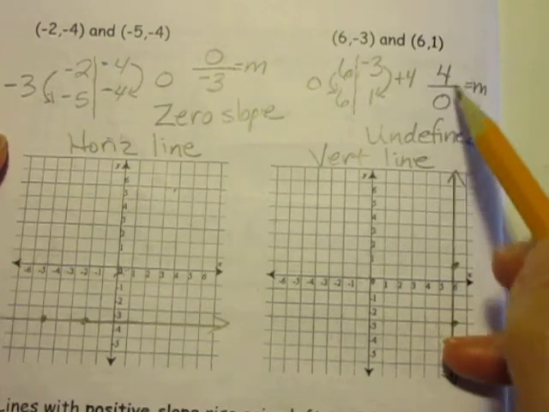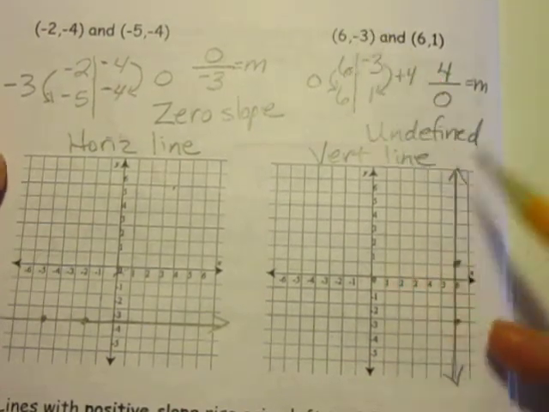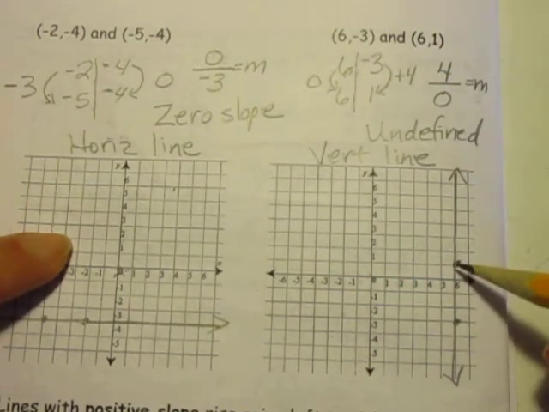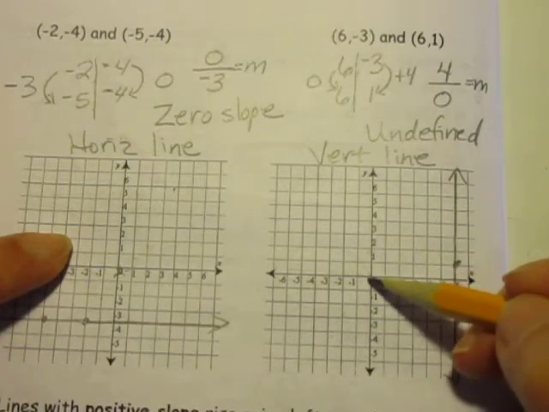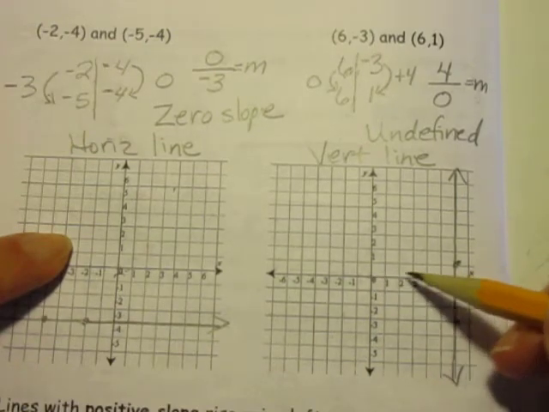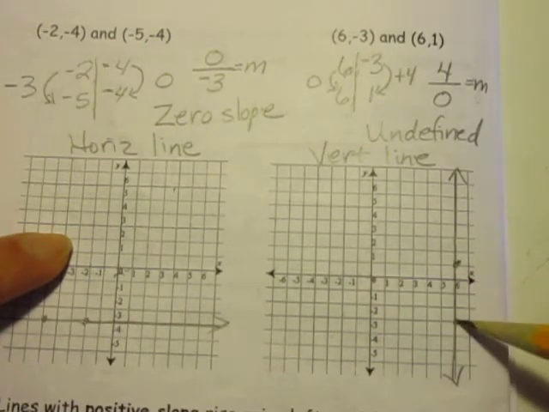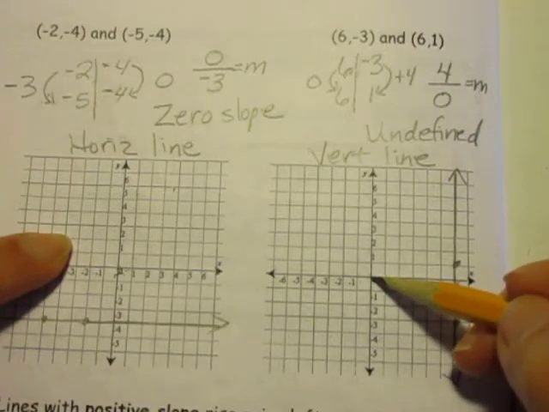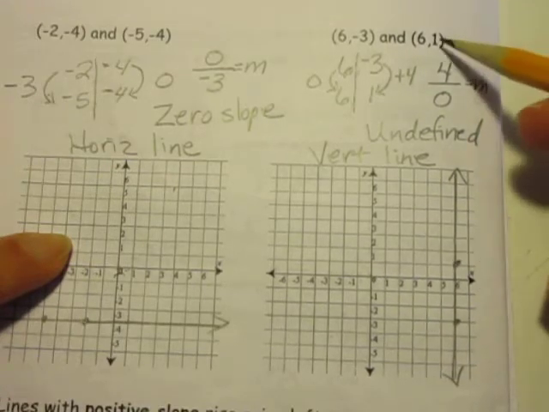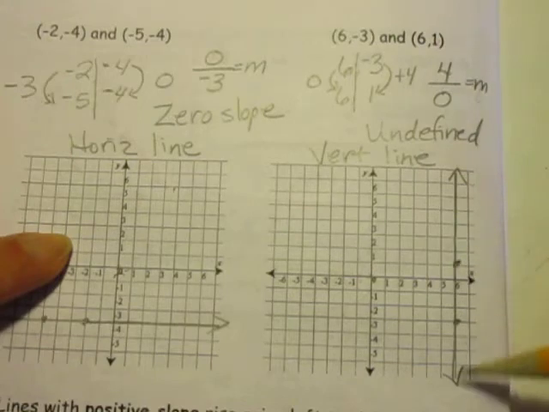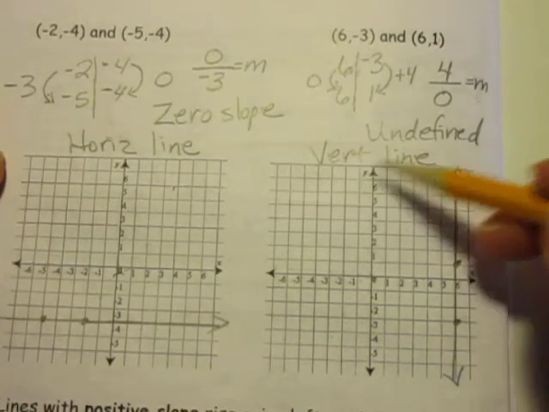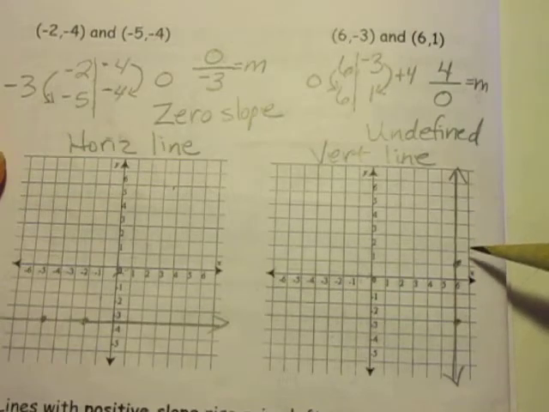And you're like, what does that mean? So I went ahead and plotted each of these points, starting from my origin, over 6, down 3, and again, starting from my origin, over 6 and up 1. I've plotted each of these 2 points, and when I connect them, I can see that this has a vertical line. So we can see this doesn't even go through the y-axis.